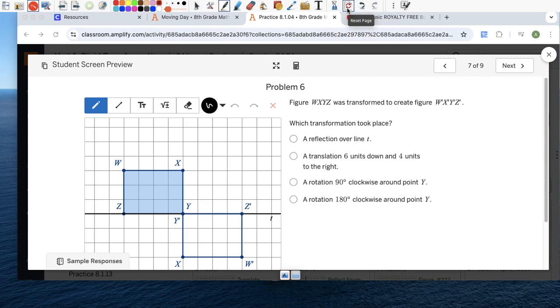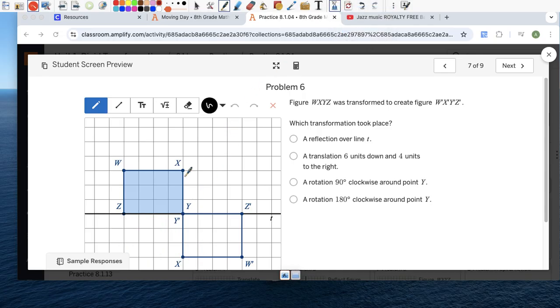A reflection over the line T. So if this was reflected over the line T, its image would be here. That would be the image. So it's not, right? A reflection over line T would have ended up with this rectangle, not this one. So reflection is incorrect. A double reflection maybe. So if this got reflected over here, and then you took this and reflected over here, then that might be okay, but it doesn't say that.